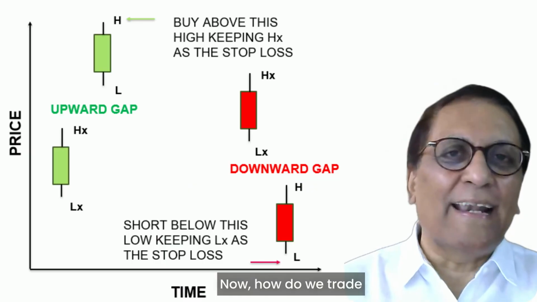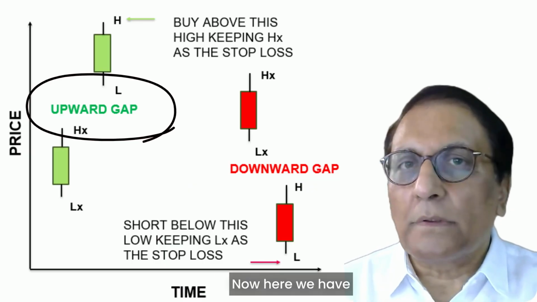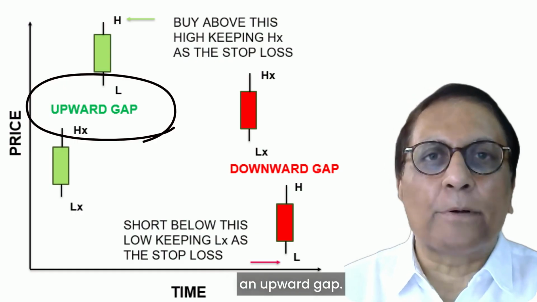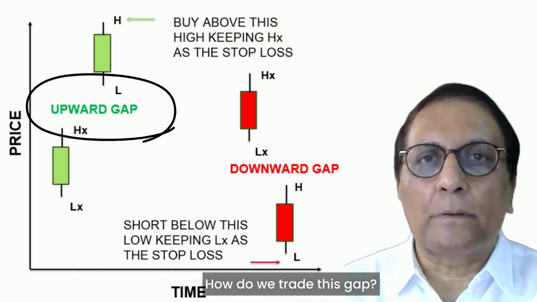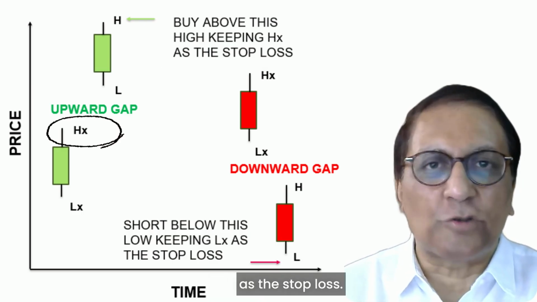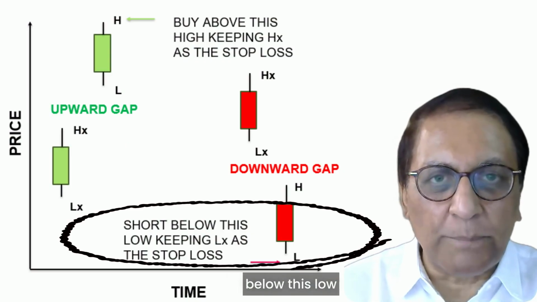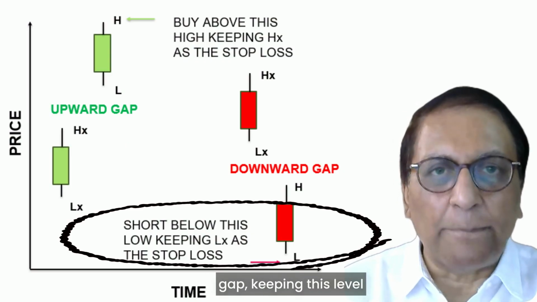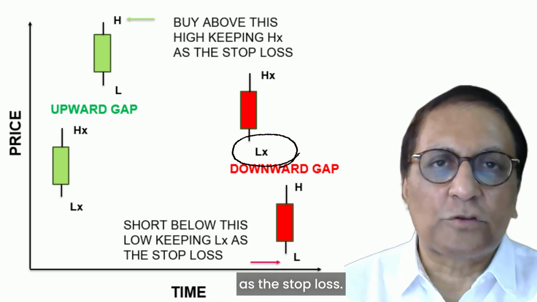Now, how do we trade with gaps? Here we have an upward gap. How do we trade this gap? We buy above this high, keeping this level as the stop loss. Similarly, we short below this low in the case of a downward gap, keeping this level as the stop loss.